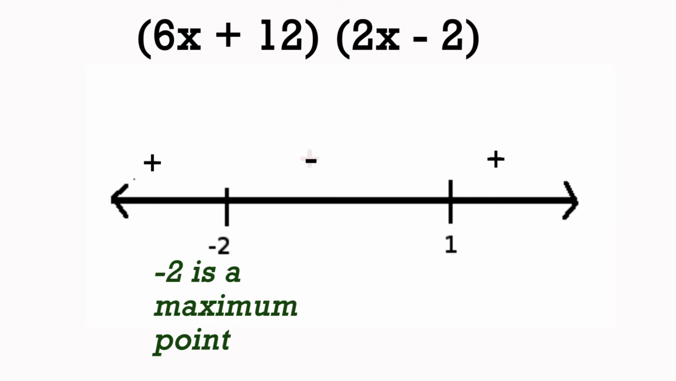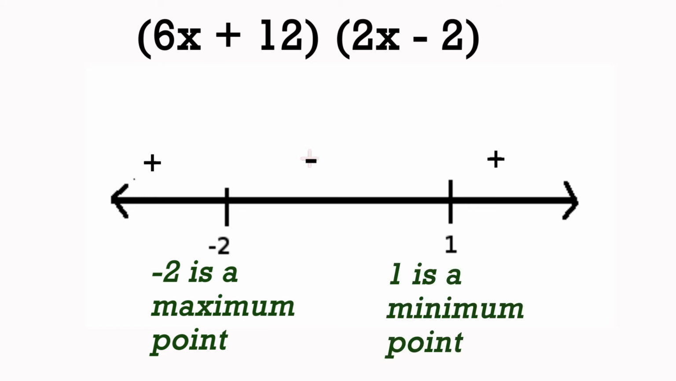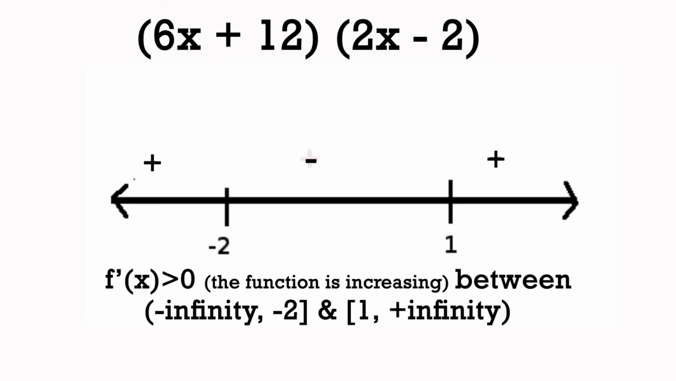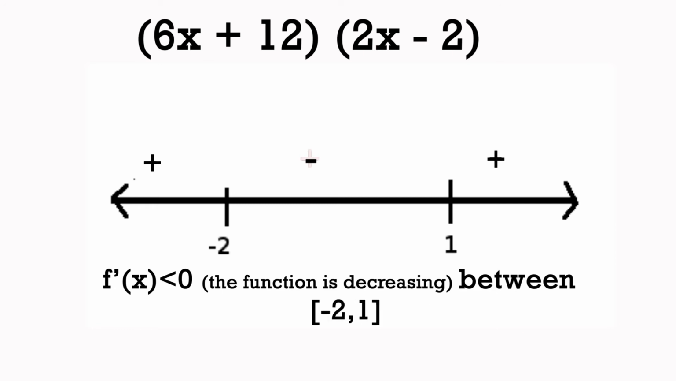So, we know that negative 2 is a maximum point, as the function is increasing before it and then decreasing after it. 1 is a minimum point, as the function is decreasing prior to it and then increasing once it has passed that point. We know that when the first derivative is greater than 0, the function is increasing between negative infinity and negative 2, and 1 and positive infinity. We know that when the first derivative is less than 0, the function is decreasing between negative 2 and 1. As you can see, negative 2 and 1 have brackets around them.